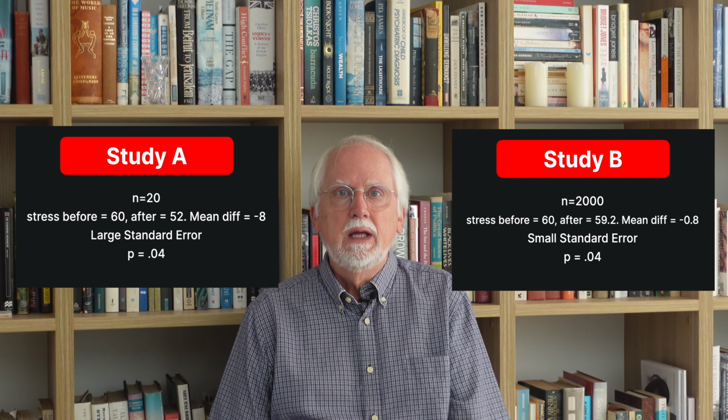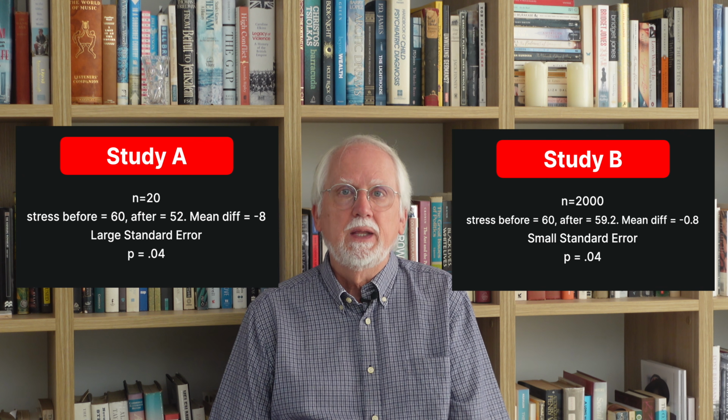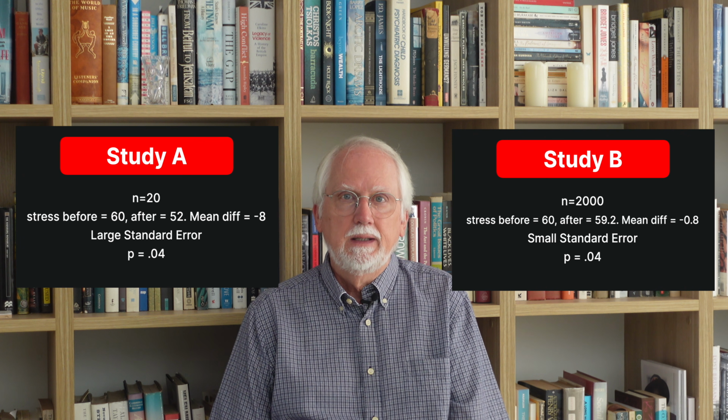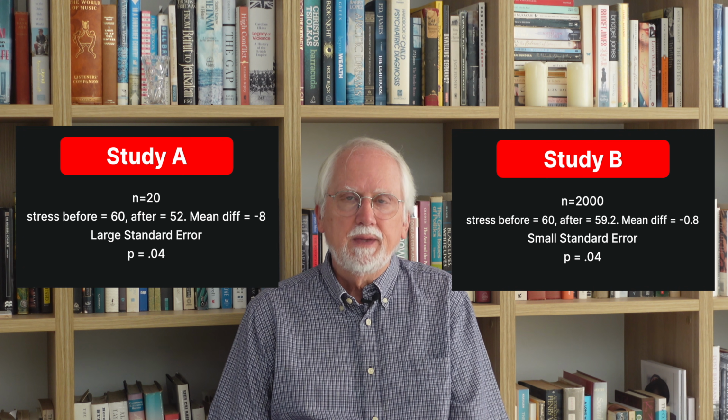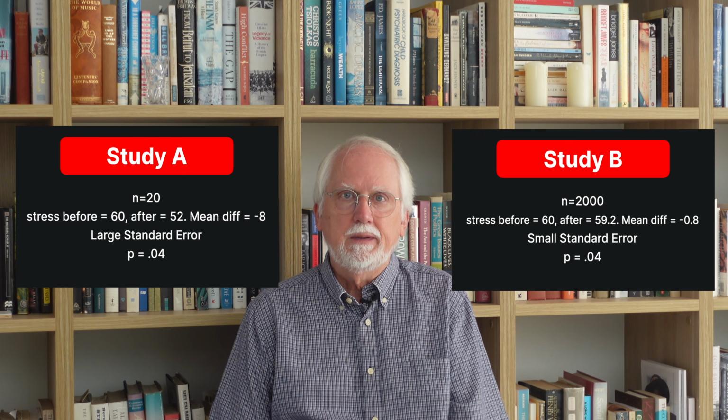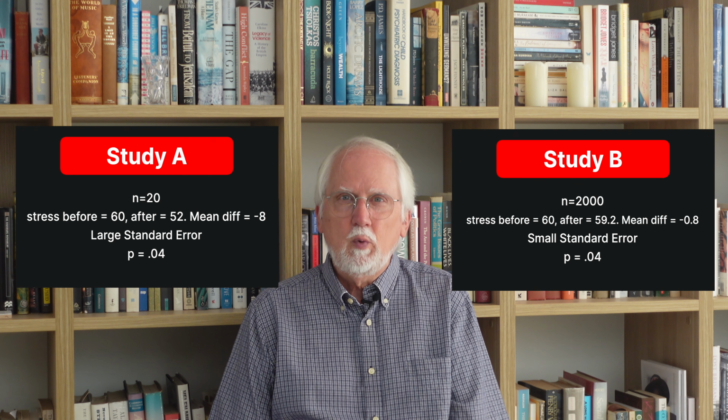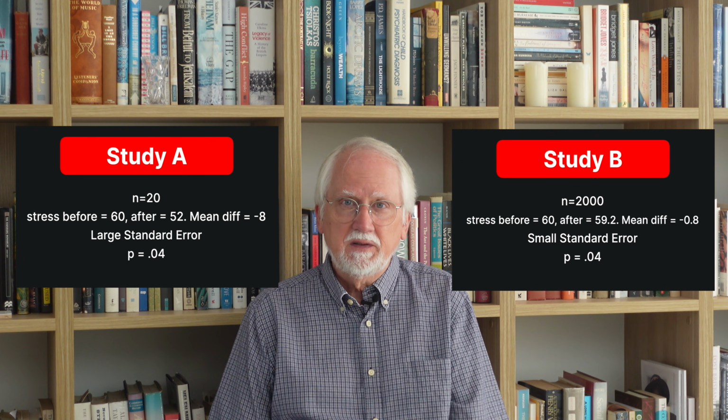Same p-value, both studies reject the null. Both found an effect. But look at what was actually found. In Study A, an 8-point reduction with 20 people. In Study B, a 0.8-point reduction with 2,000 people. These are not the same result.